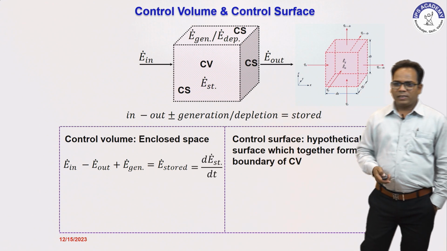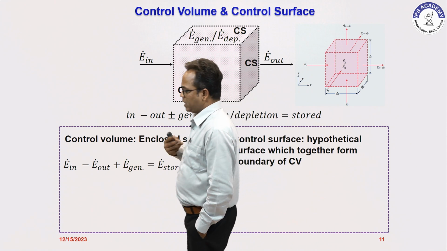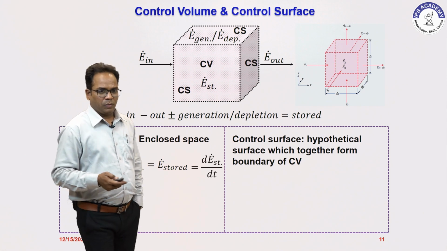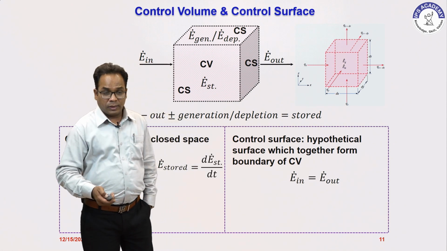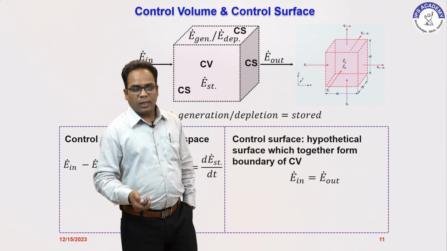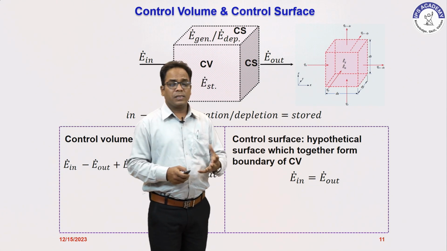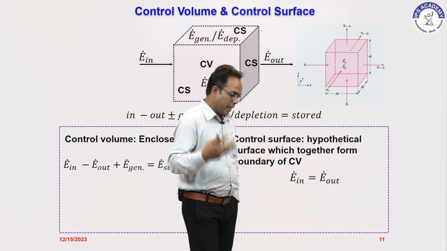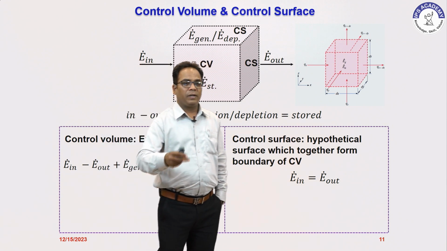For the control surface, as I said, it is a hypothetical or imaginary surface which does not have its own mass, and because it does not have its own mass, it cannot store energy. So if we apply the energy conservation principle to it, you have energy in and energy out, and because it cannot store anything, the rate of change of energy at the control surface, that term, will disappear.